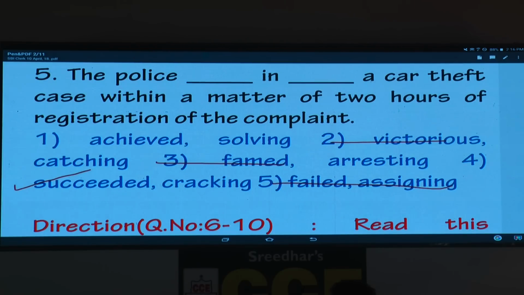Has anyone got all the 5 correct? Oh, quite a few. That's really appreciable. Please give them a big hand.